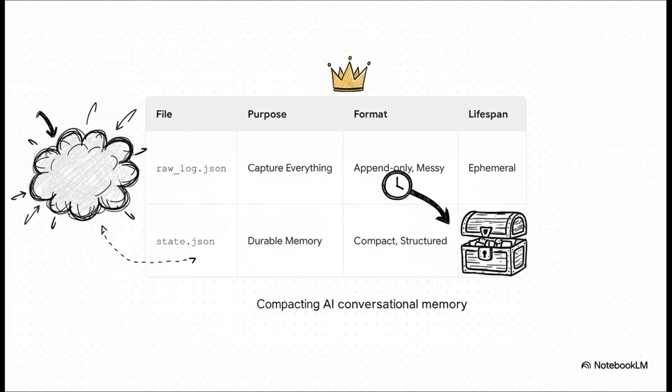Okay, check this out. Here's the core of the whole system, and it's called the two files pattern. First, you've got a raw log.json. Think of this as your messy scratch pad. It captures absolutely everything, but the key is it's temporary. Then you have state.json. Now this is the good stuff. This is your durable, long-term memory, all kept in a nice, compact, structured format. And this separation is so critical because it makes finding and fixing bugs way, way easier.